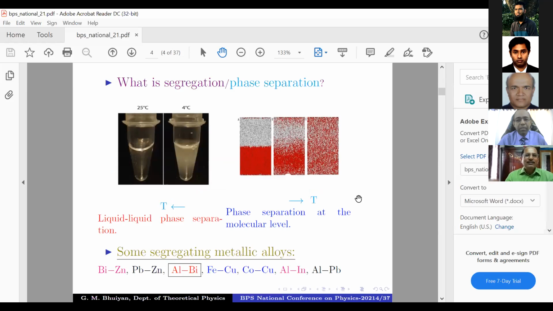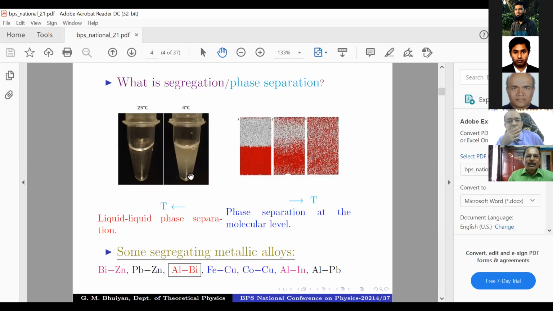At the beginning, if you look at the left figure, we see 2 tubes. One is at 25 degrees Celsius, another is at 4 degrees Celsius. At 25 degrees Celsius, you see the 2 components of the mixture look alike. Apparently there is no distinction between them. But on the right, at 4 degrees Celsius, we see the 2 liquids are now separated from each other. So segregation happened here.